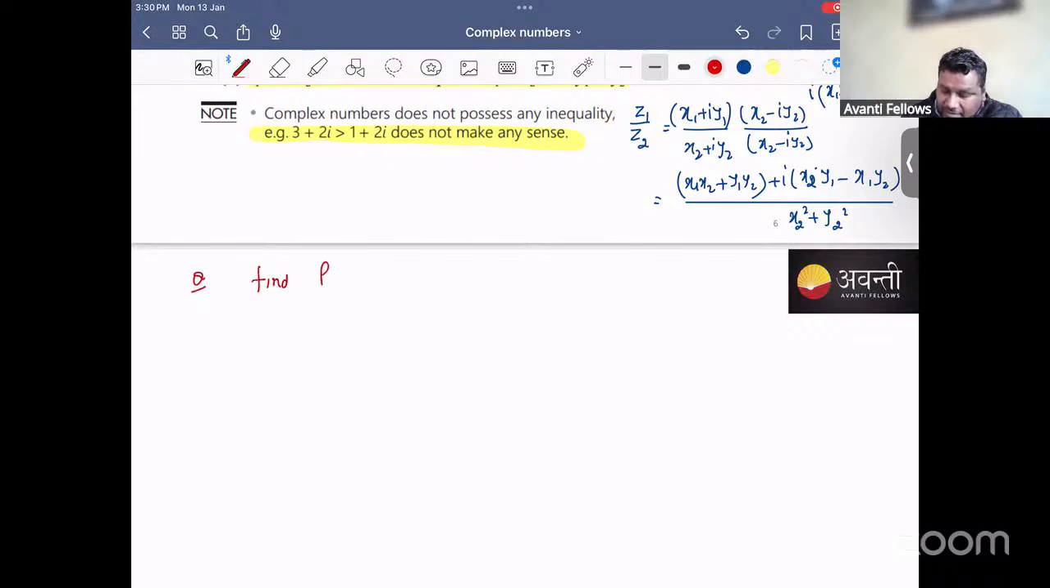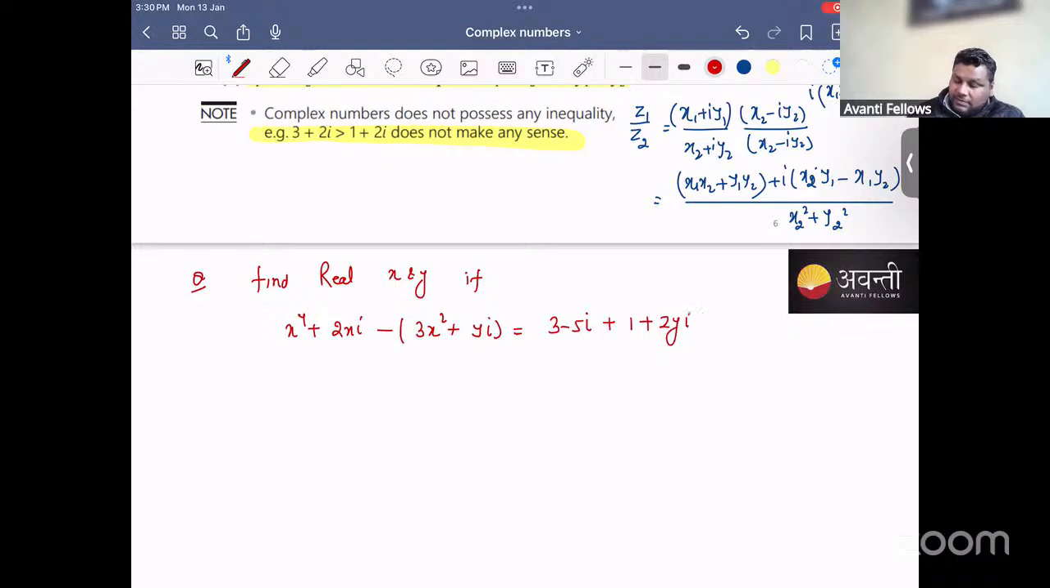Okay, write down a simple, very simple question. Find real x and y if x to the power 4 plus 2x iota minus 3x square plus y iota is 3 minus 5 iota plus 1 plus 2y iota. Find the real x and y if this is satisfied. Take a moment and suggest me how do I do it.